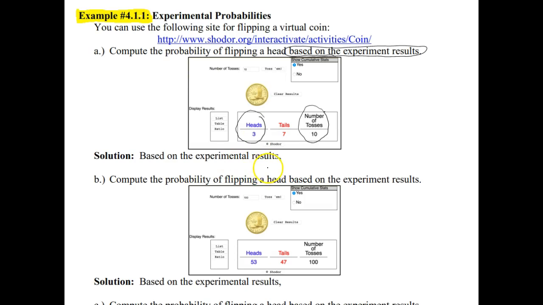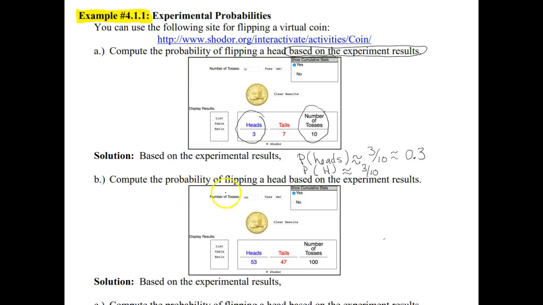So based on the experimental results here, we would say that the probability of flipping heads is approximately 3/10. Or if we use the notation for an event where we just use a single capital letter, maybe H, P(H) is about 3/10. Or if we wrote that as a decimal, 0.3.